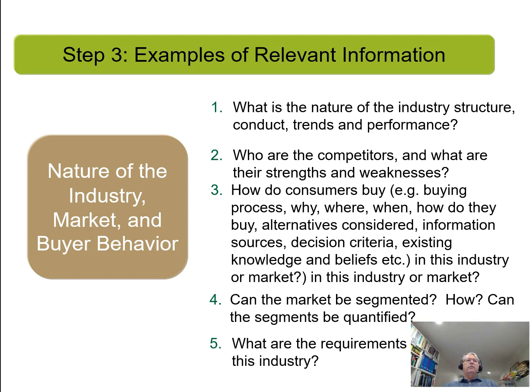Let's talk about examples of relevant information in relation to the nature of the industry, the market, and buyer behaviour. Some examples might be the structure of the industry, its conduct, its trends and performance. For example, if the industry is going into recession, then that's going to have a certain impact on the brand, on future demand, on the performance, on the profitability of the industry. So you need to know where the industry stands.